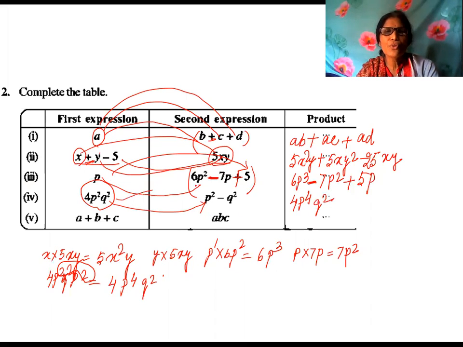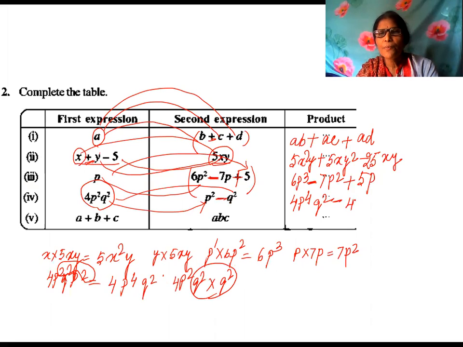Next, this will be 4p square q square multiplied by q square. So q will be power 4, and between there is a negative sign, so take care. 4p square q power 4. Now coming to the last one.